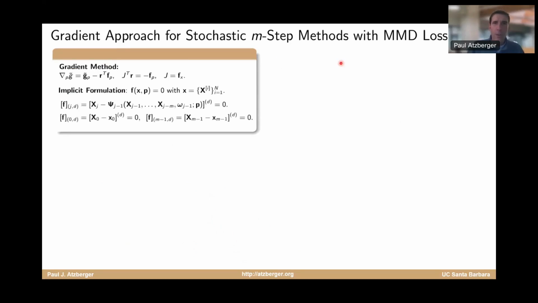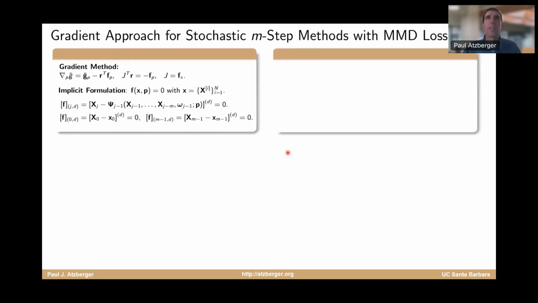And so up there on the upper left is the gradient method. This is the implicit formulation, including the initial conditions. I'll go through this rather quick because I do want to have sufficient time to talk about results. You can look in our paper for a lot of the details, but just some notation, FJD will be the implicit equation for the jth step and dth component. And then when I take a derivative, I'll just put that second index there.